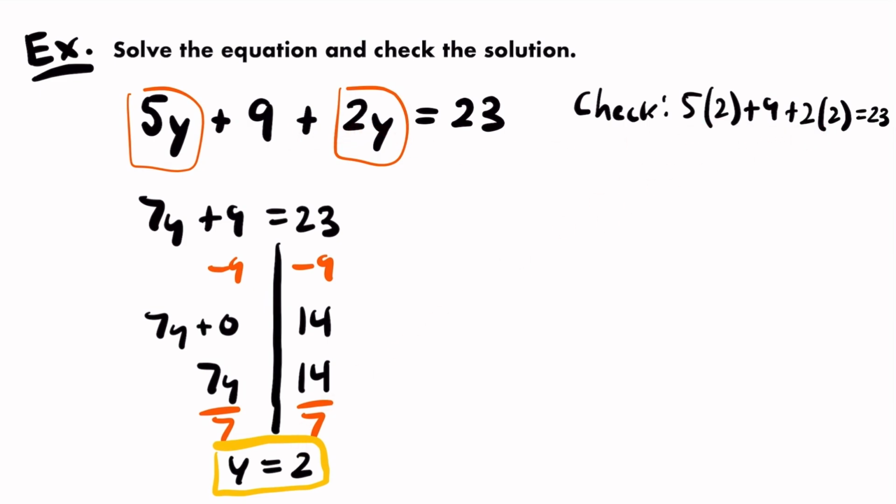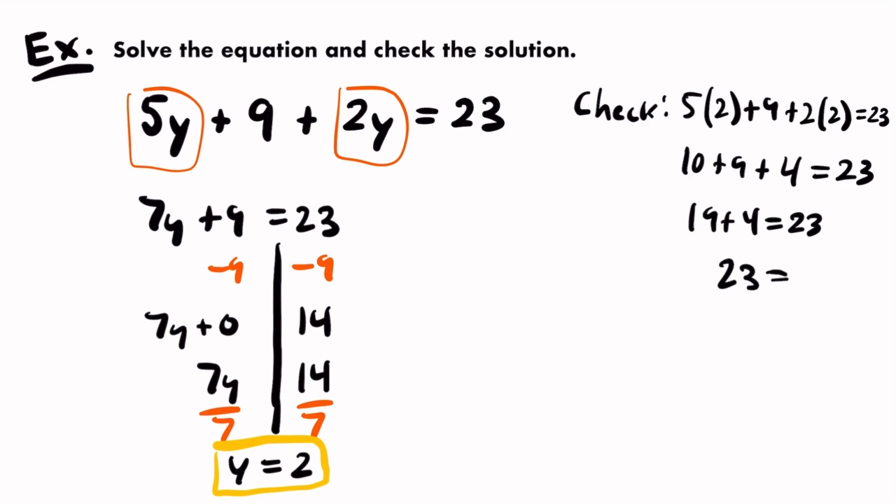Now 5 times 2 is 10, so we have 10 plus 9 plus 2 times 2, which is 4. So we're adding 4, and that should be equal to 23. 10 plus 9 is 19, so we have 19 plus 4 equals 23, and then 19 plus 4 is 23. So we get 23 equals 23, which is a true statement, and so y equals 2 is the solution to this equation. We solved the equation correctly.